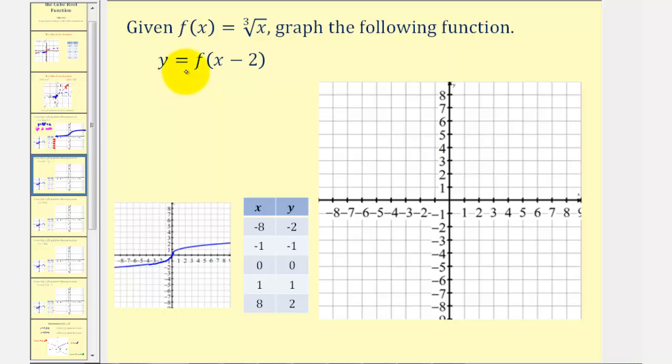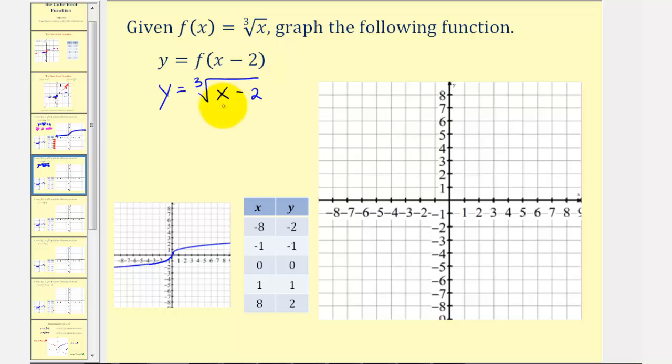Now we want to graph y equals f of the quantity x minus 2, which is equivalent to y equals the cube root of the quantity x minus 2. Notice in this case we're subtracting a constant from x, which would affect the input into the basic function f. So if we wanted to have the same y values as the basic cube root function, notice how here, because we're subtracting 2 from x, we'd actually have to add 2 to each x value to get the same output as the basic cube root function.